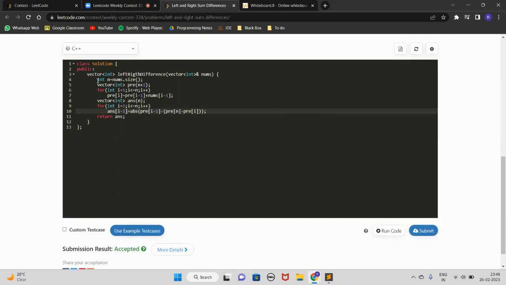What is the implementation? We'll firstly find out the size of the vector which is being sent to us. Then we'll make our prefix sum vector of size n plus 1 and generate it as we talked about: pre of I minus 1 plus nums of I minus 1. Then we'll have an answer vector, and the answer value would be absolute. I'm using the inbuilt C++ absolute function, pre of I minus 1 minus, so this is the left sum value and this is the right sum value, which is prefix of n minus prefix of I.